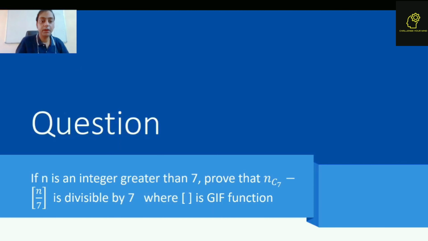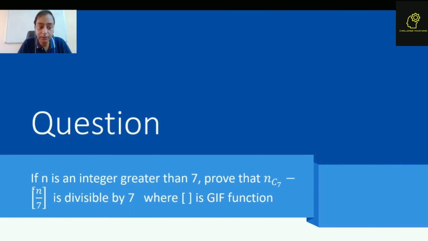Hello students, in this video I am going to discuss a very interesting question. This question is based on the concept of number theory. This question also came in the PRMO exam 2003. The question is, if n is an integer greater than 7, what we need to prove? We need to prove that nC7 minus the greatest integer function of n by 7 is divisible by 7.